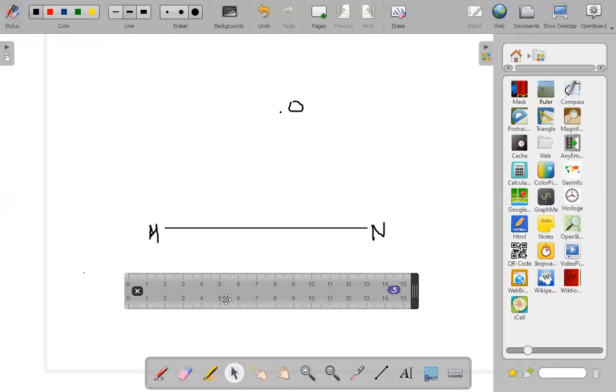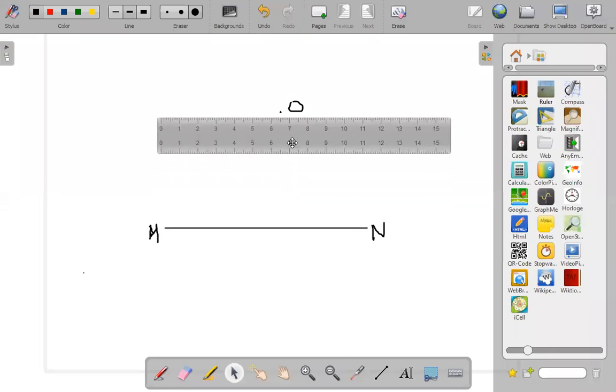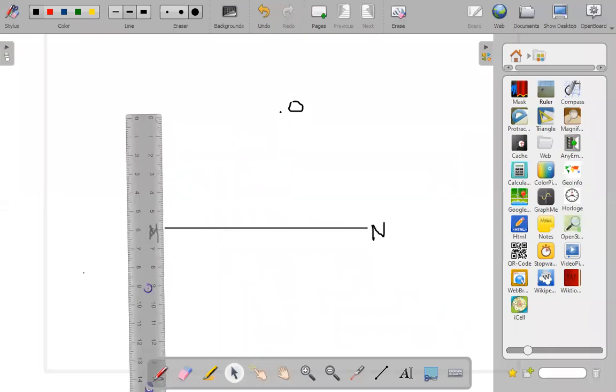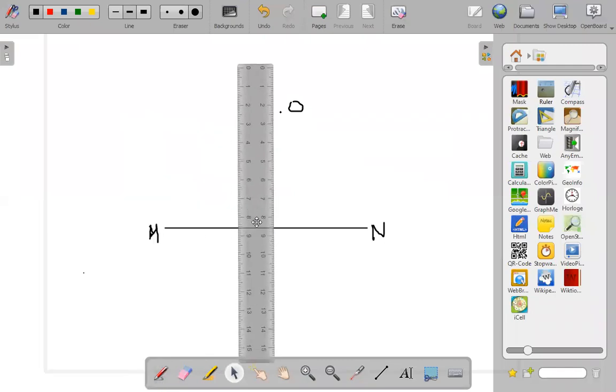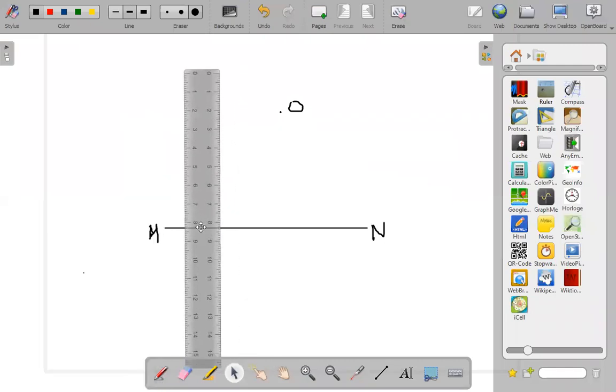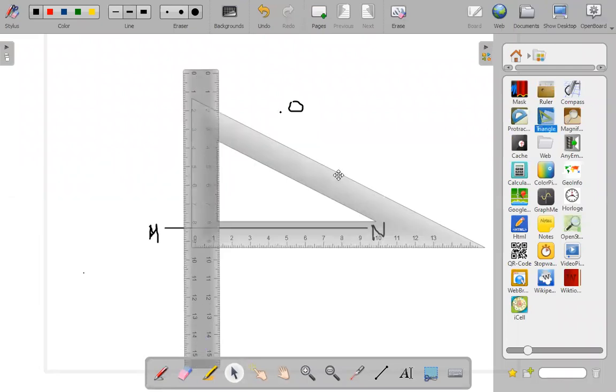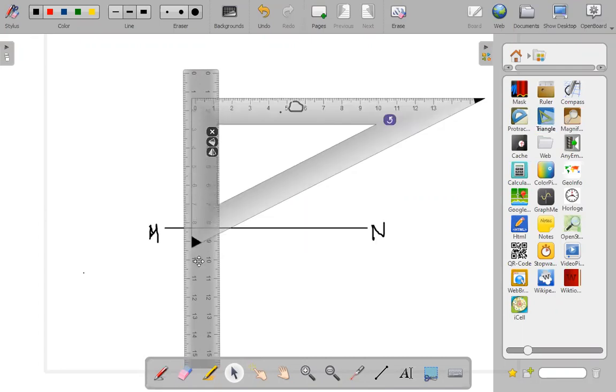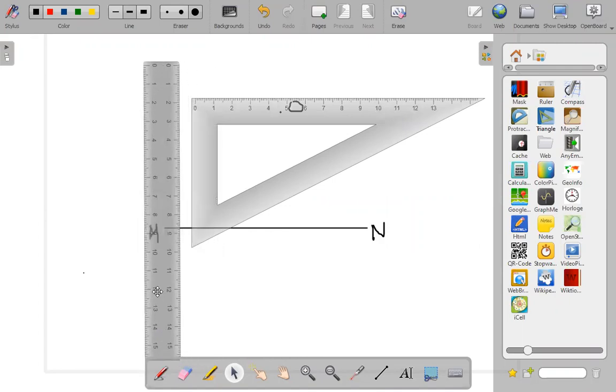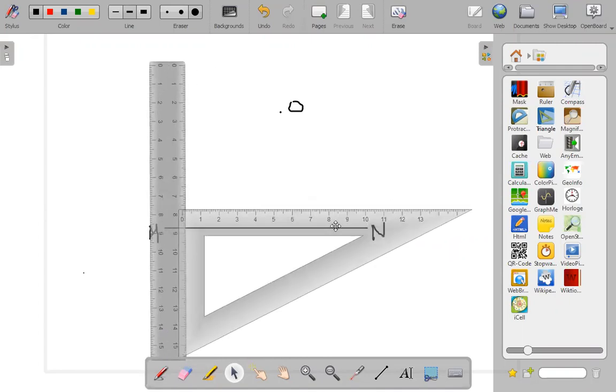So the next thing we need to do is to rotate, place your ruler vertically, just like this. Place your ruler vertically and get your set square. All right, so the set square should be placed exactly like this.